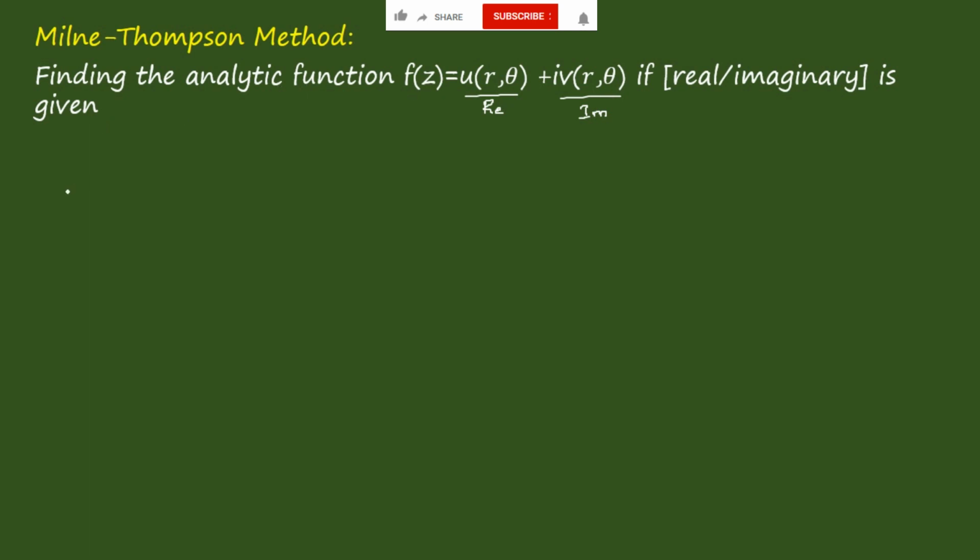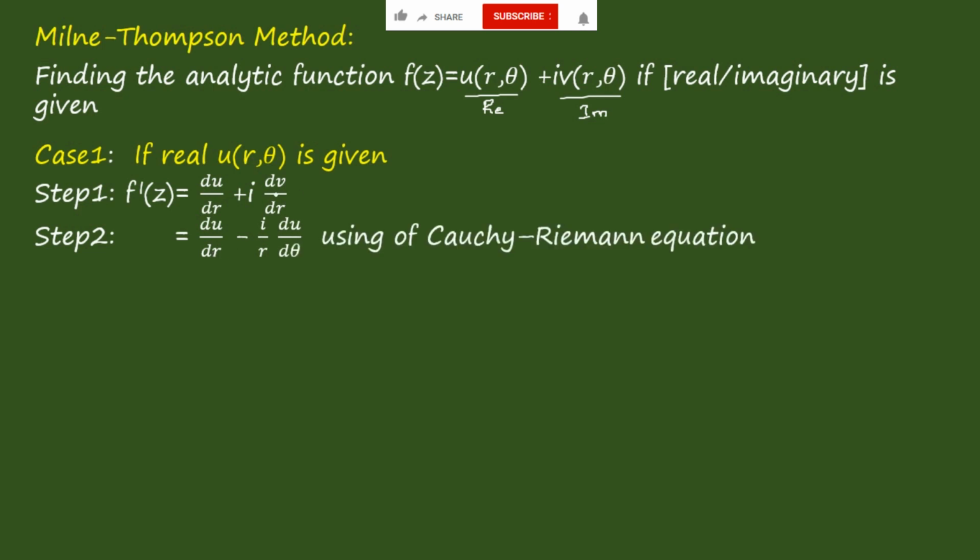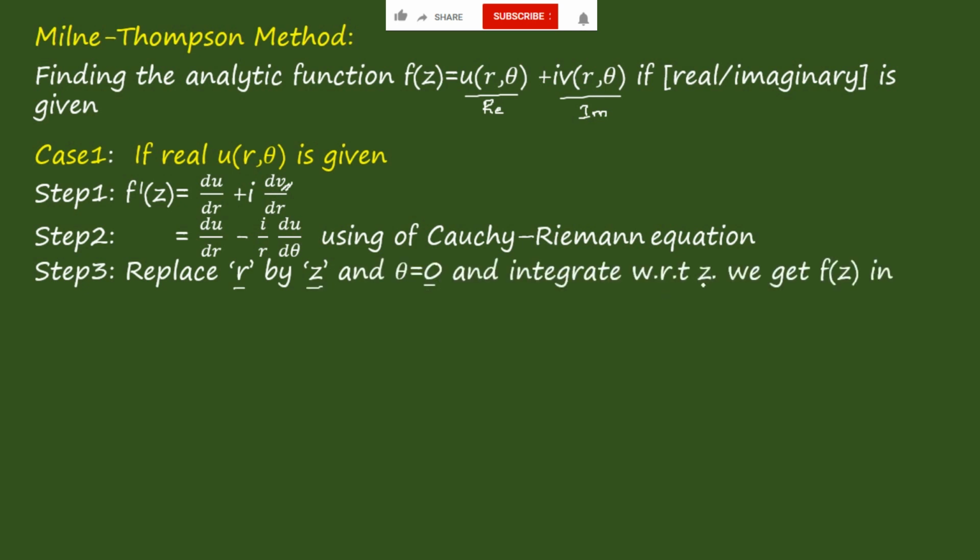Now consider case 1: if the real part u, which is in r and theta polar form, is given, then step 1 is to find f dash of z, which is equal to du by dr plus i dv by dr. Now step 2: we use the Cauchy-Riemann equation and replace dv by dr with minus 1 by r du by dθ, as we don't know the value of v. Now step 3: replace r by z and theta with 0 and integrate with respect to z. We get f of z in terms of z.